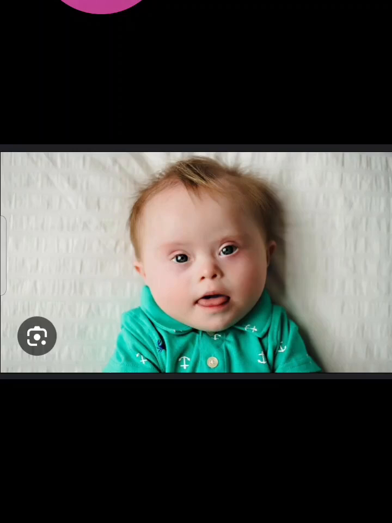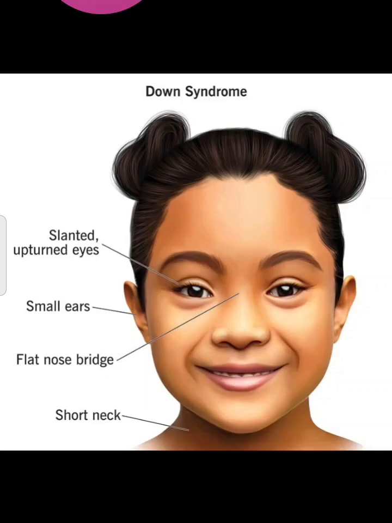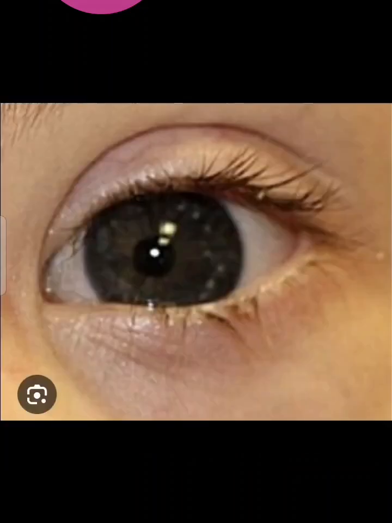We'll move to another image now. Here also the same: small ears, upslanting eyes, flat nose bridge. So that thing also you need to remember. And they have a short neck. In the eyes, in the iris, there are tiny white spots, we call them Brushfield spots.